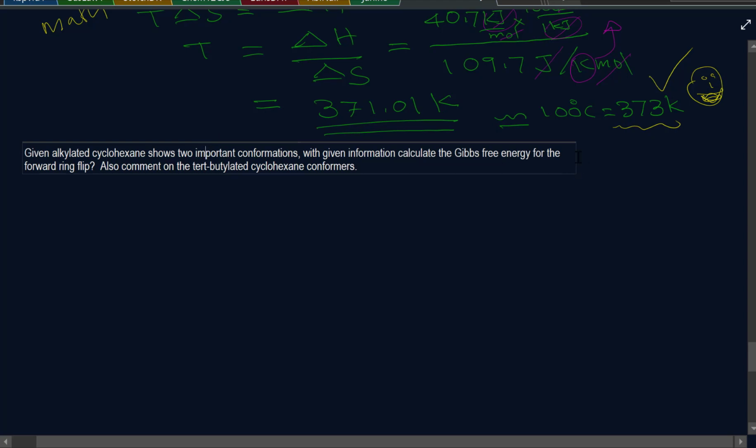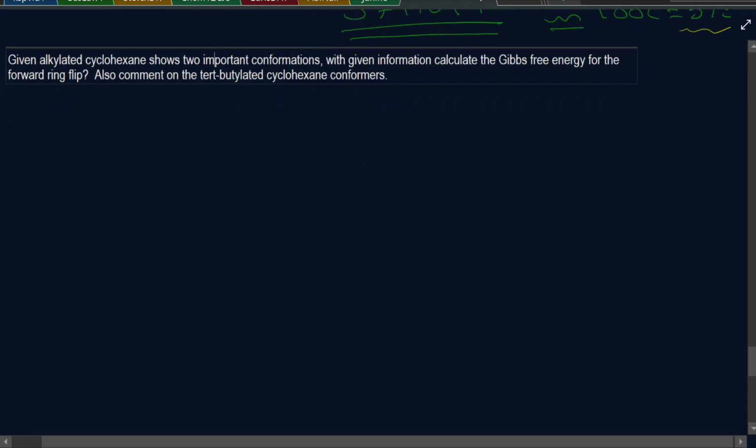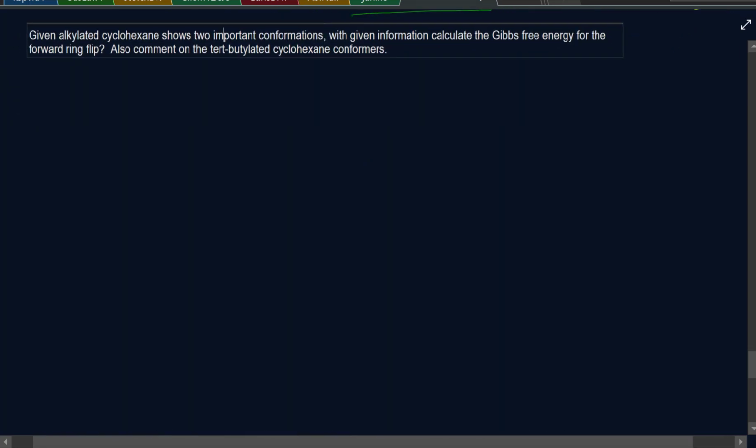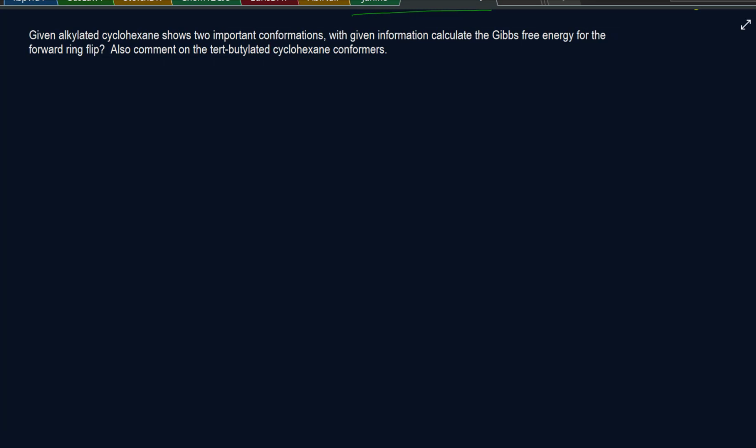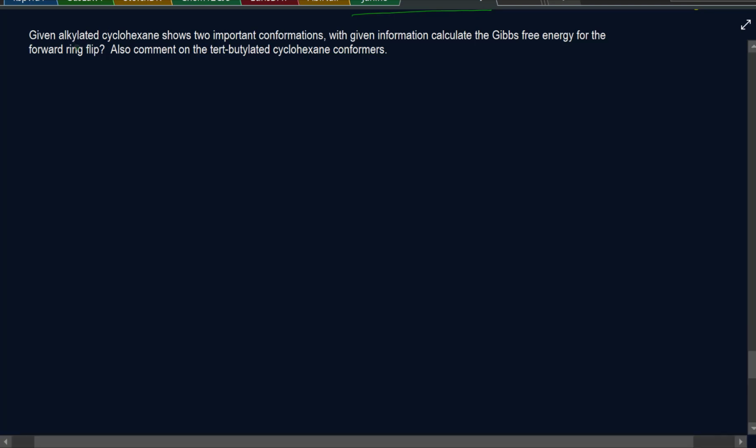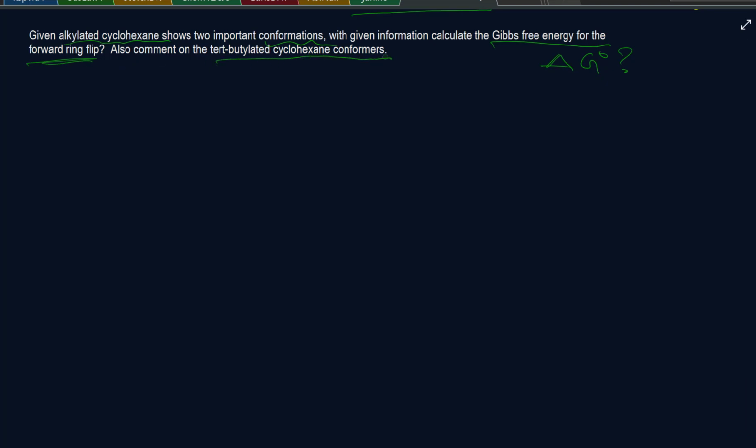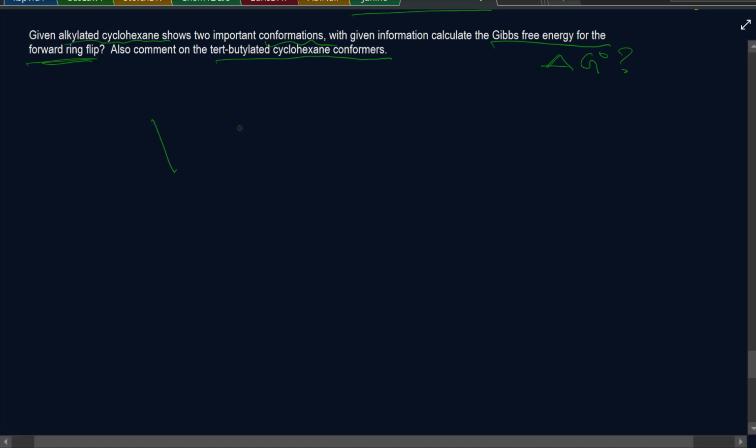Okay, let's look at the next question. This is given: an alkylated cyclohexane shows two important conformations. With the given information, calculate the Gibbs free energy for the forward ring flip, and also comment on the tert-butylated cyclohexane conformers, right? So now I'm going to just make sense of these cyclohexane ring flips, and that picture will give you a good idea in order to do the delta G calculation. Always before you go to the calculation, you should have a little bit of an idea of these things, right? So look at the cyclohexane.